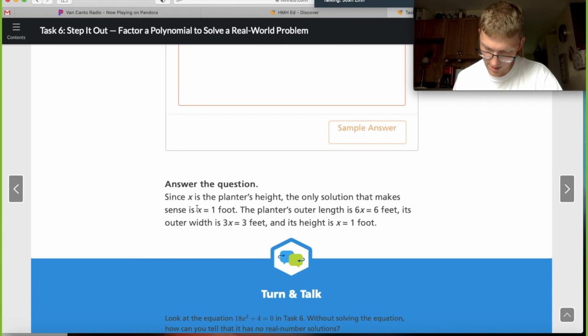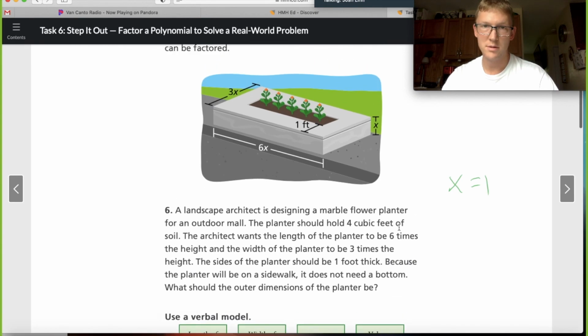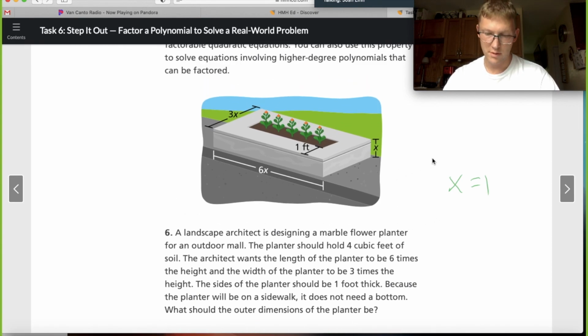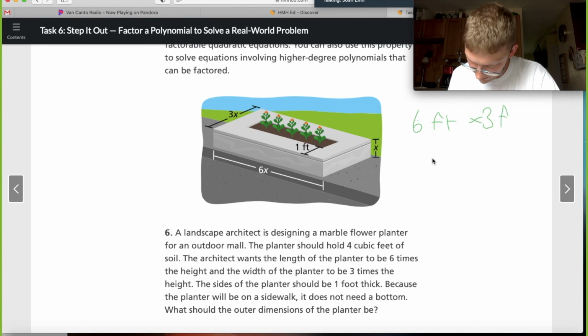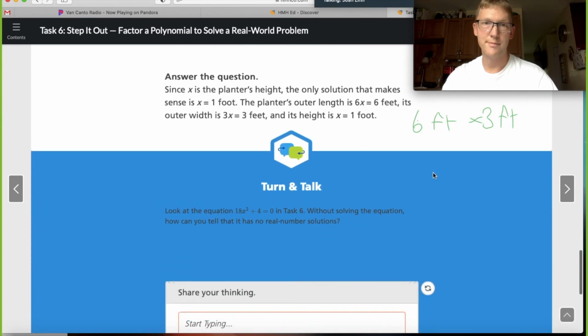So now that we found that x equals 1, to actually answer the real question, what should the outer dimension of the planter be, we're going to plug it into this expression and this expression, which is pretty easy because x equals 1. So then we're going to have a planter that is 6 feet by 3 feet. And again, I just plugged in the number 1 for those x's. So there we go. Good job.